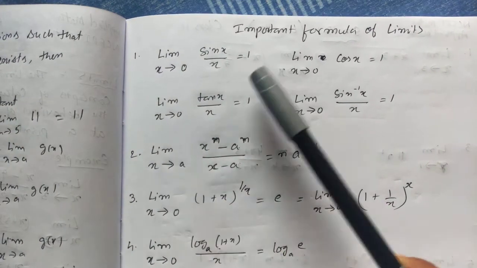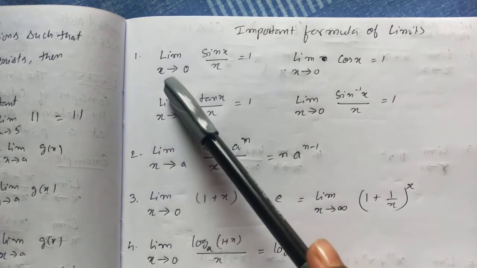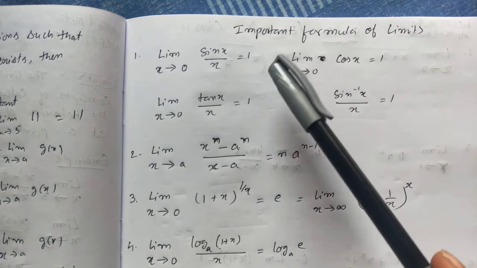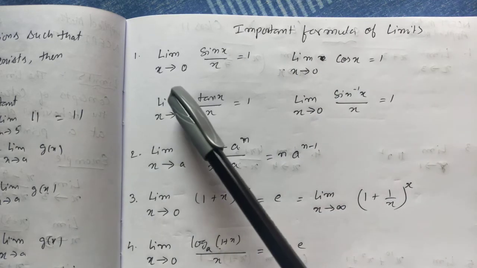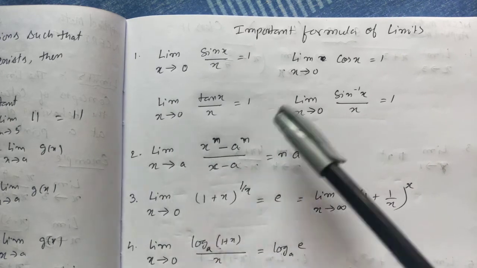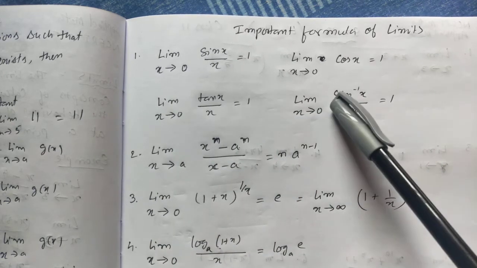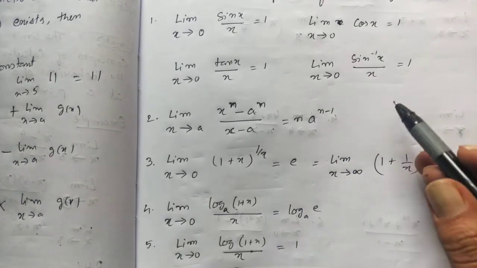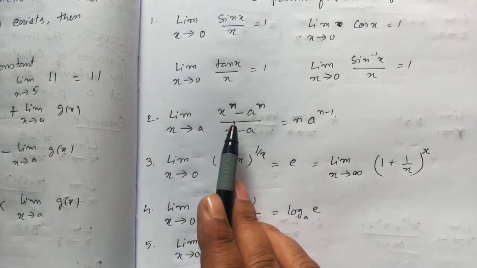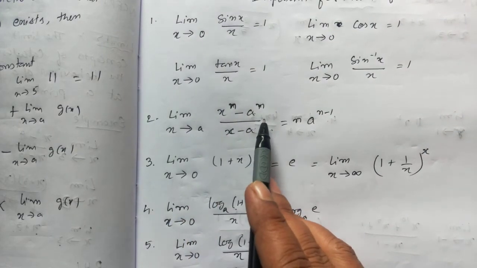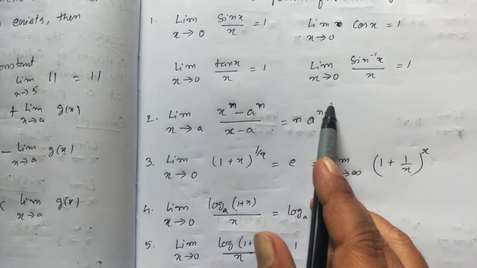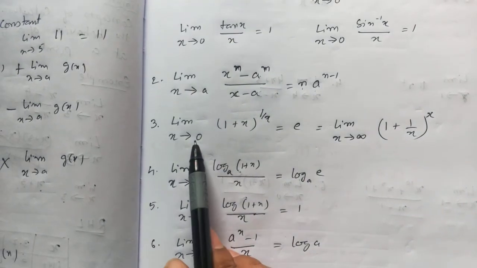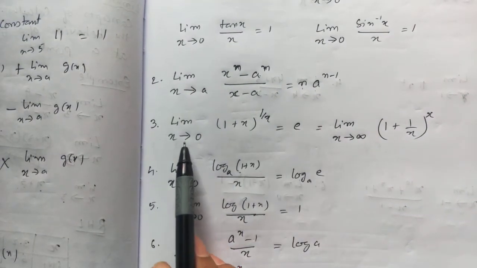And here are some of the formulas of the limits which you have to note down. For the trigonometric functions, limit x tends to 0, sin x by x, is 1 always. Limit x tends to 0, cos x is always 1. Limit x tends to 0, tan x by x is 1. And limit x tends to 0, sin inverse x by x is also 1. This formula, if the limit is in this form, x to the power n minus a to the power n by x minus a, then this is the formula. This is n a to the power n minus 1. We'll do sums based on this also afterwards.